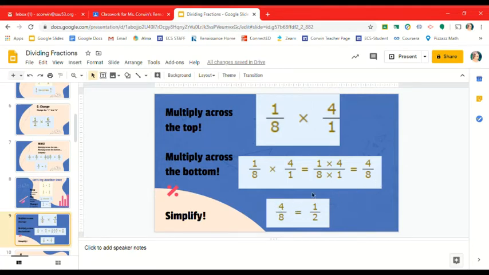So then we have 4/8 as our final answer. But we do need to simplify this. When we simplify this, we get 1/2. 4 can go into 4 one time. 4 can go into 8 two times. So this is our final answer, 1/2.